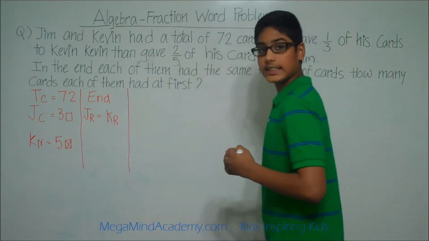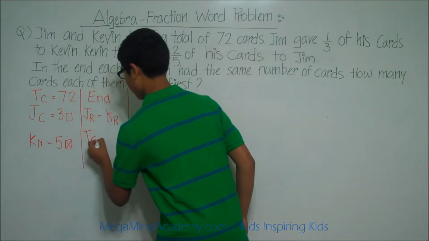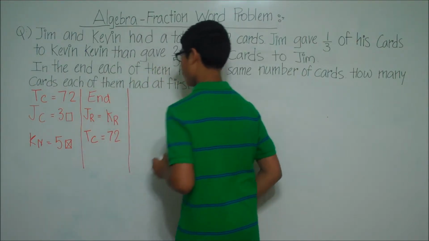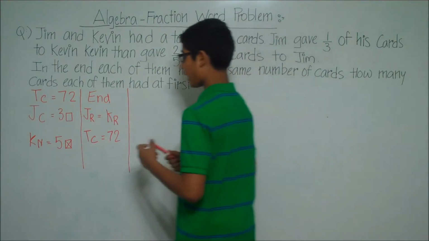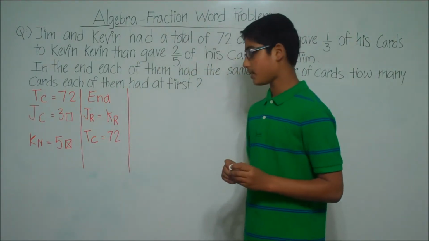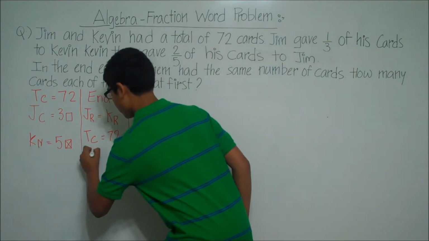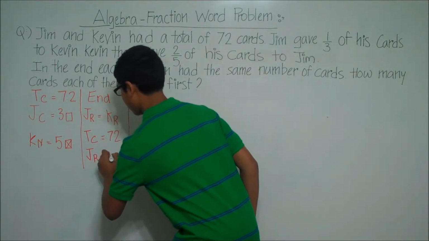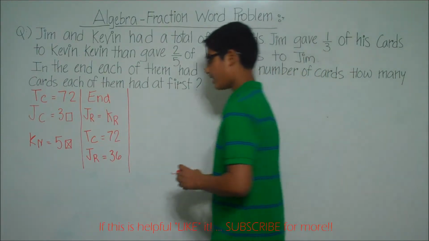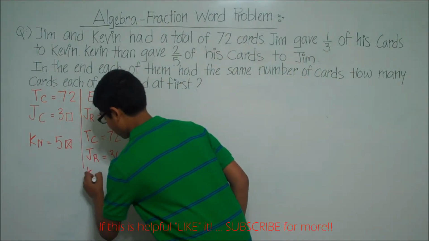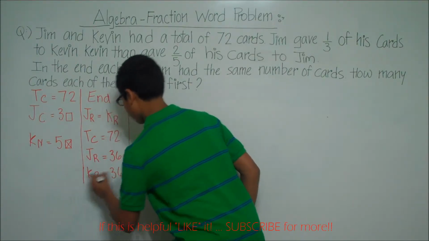Now, in the end, we still have 72 cards. So total cards is still equal to 72. And if each of them has the same number of cards, then this means that each of them has 72 divided by 2, which is 36 cards. So Jim remaining is equal to 36 cards. And Kevin remaining, K for Kevin, R for remaining, is equal to 36 cards.